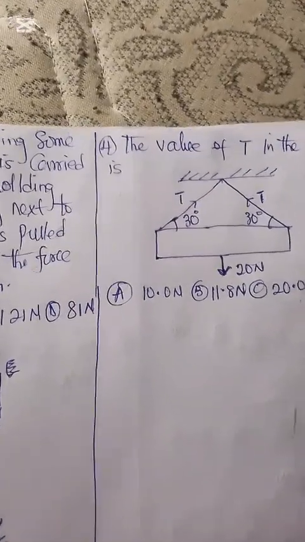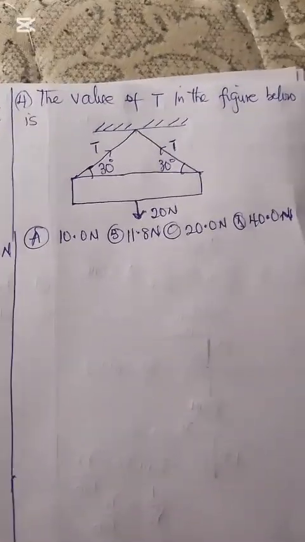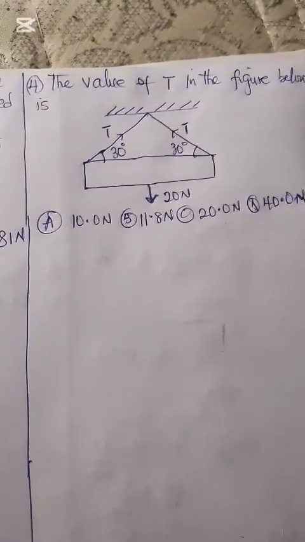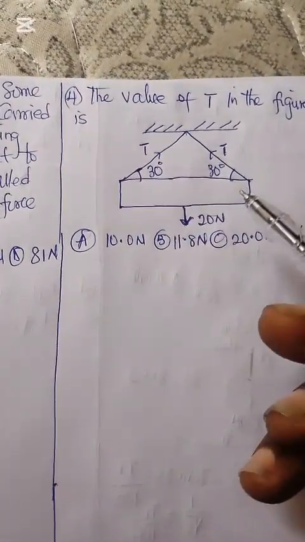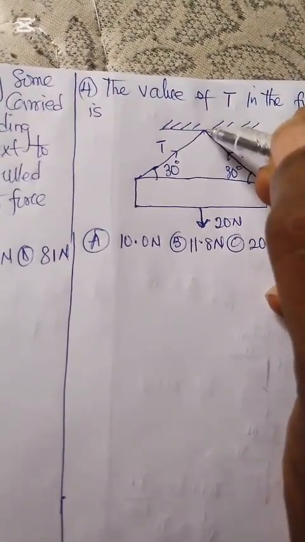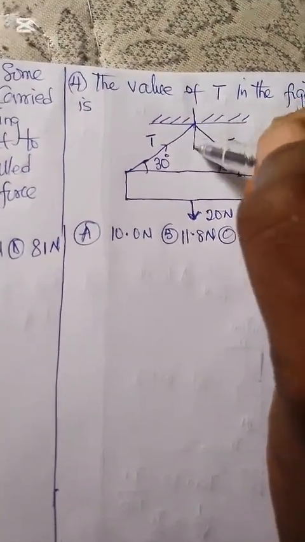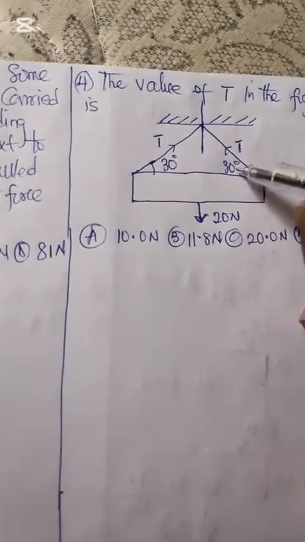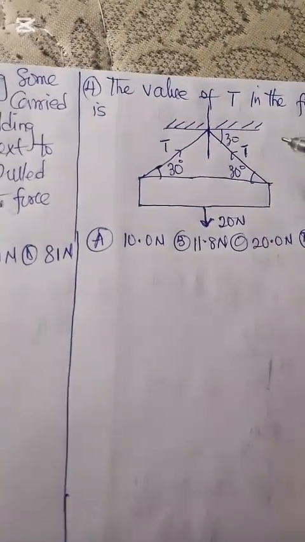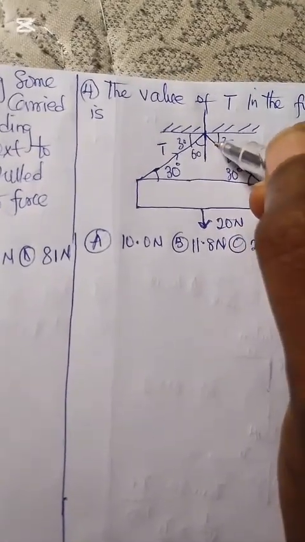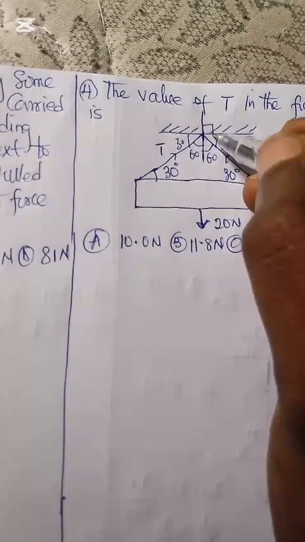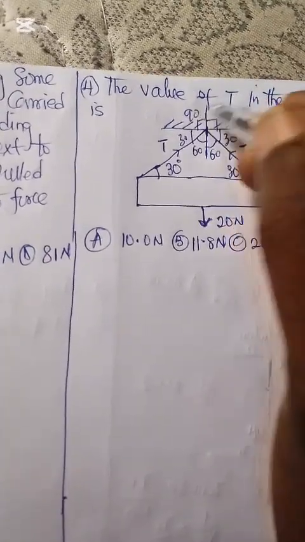Let's try one more question on equilibrium of rigid body. In this particular question, they say the value of T in the figure below is, we're looking for T. Remember, if the angle of inclination is equal, the tension must also be equal. So let me do the same thing I did initially. I will draw an imaginary line here. If here is 30 degrees, here will be 30 degrees, and here will also be 30 degrees. So here will be 60 degrees, and here will be 60 degrees. Then here will be 90 degrees, and here will be 90 degrees.